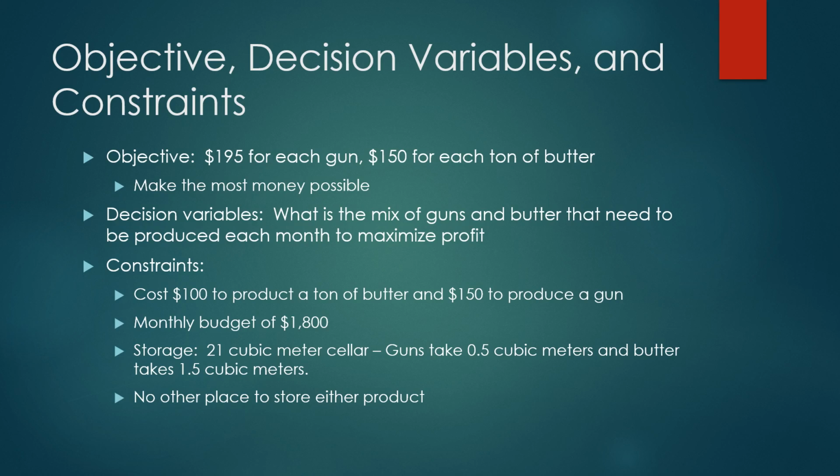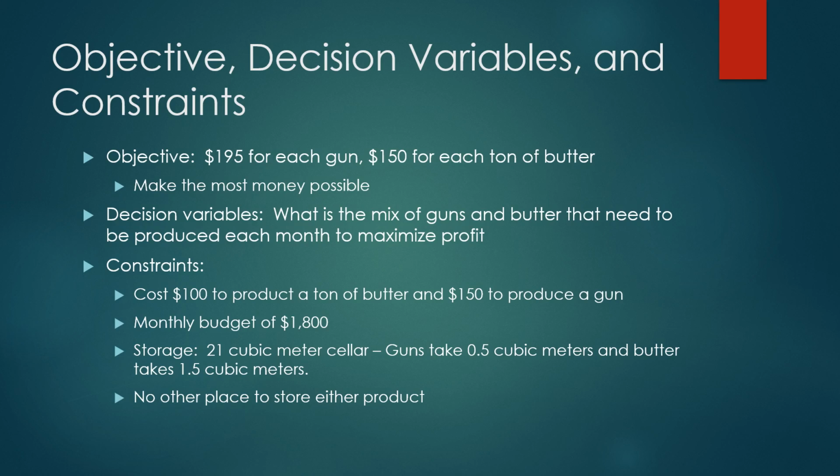So we really have two decision variables there. The first decision variable is the number of guns, and the second decision variable is the number of tons of butter. Here are his constraints. It costs him $100 to produce a ton of butter and $150 to produce a gun. And he only has a budget of $1,800. So out of that $1,800, he's got to come up with a mix of guns and butter that will stay within that $1,800 limit, but yet still give him the maximized profit.